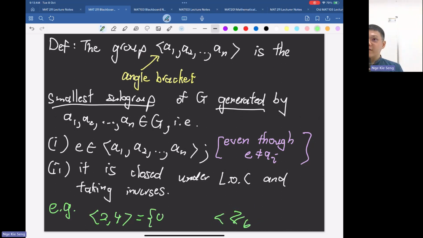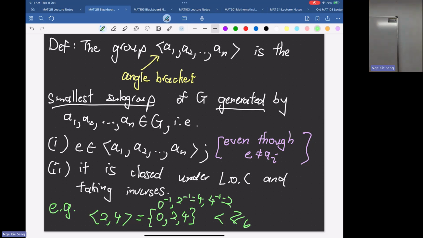Which is 0, 2, and 4. Just 3 of these only. Correct or not? Think about it. Calculate, do the process. What are the inverses of these elements? 0 inverse is 0. 2 inverse is what? 4. 4 inverse is what? 2. So it cycles back.